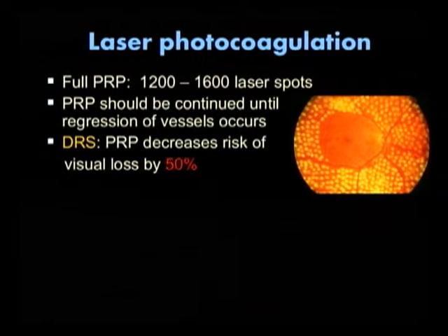There are many studies that have looked at the level of PRP or how much laser we need to apply, and the general consensus is that anywhere between 1,200 and 1,600 laser spots is adequate. However, PRP should be continued until regression of vessels occurs in order to prevent a bleed. And as you can see here, all these white dots are actually laser spots. They're evenly spaced, and they are sparing the central portion of the eye or the macula. We don't want to put any laser there because that may form a scar and give the patient a permanent blurry spot.